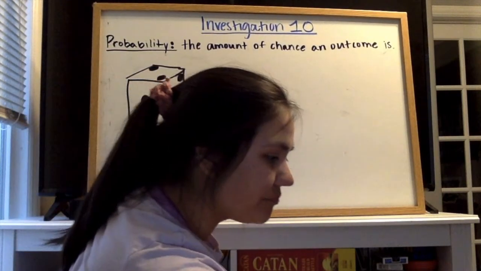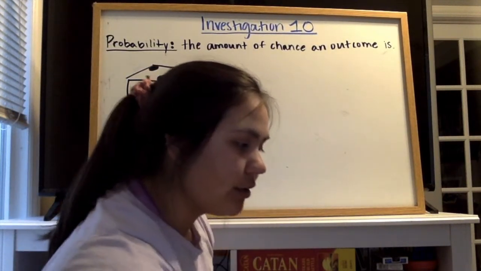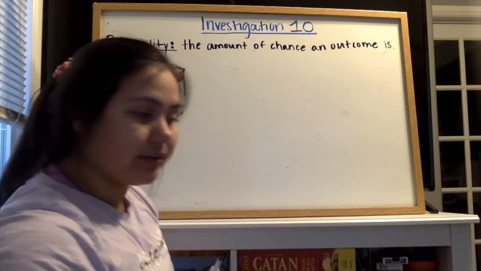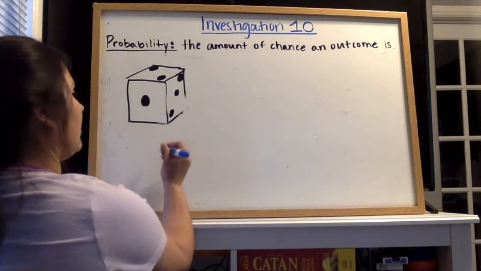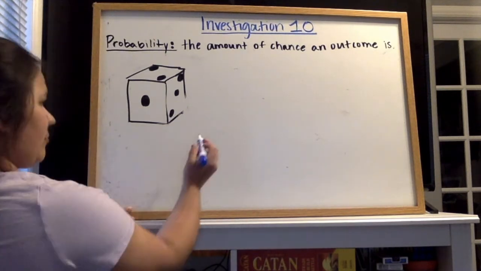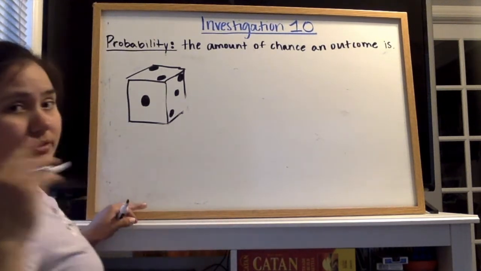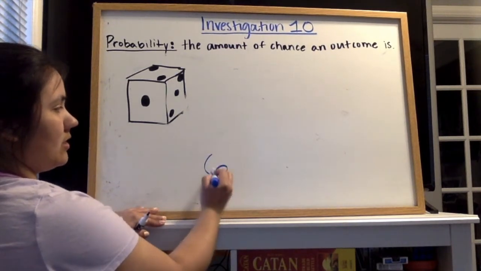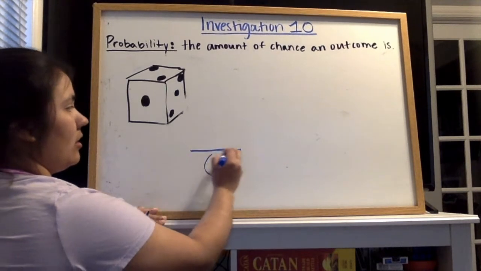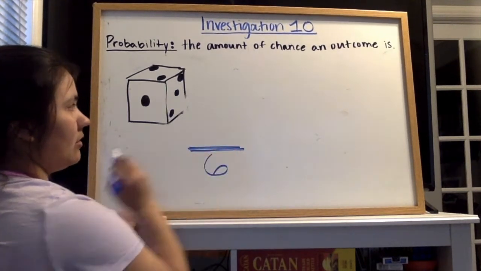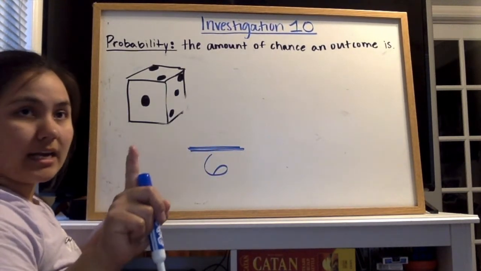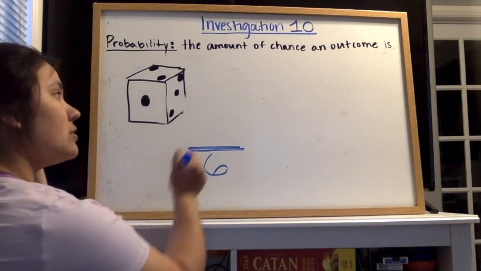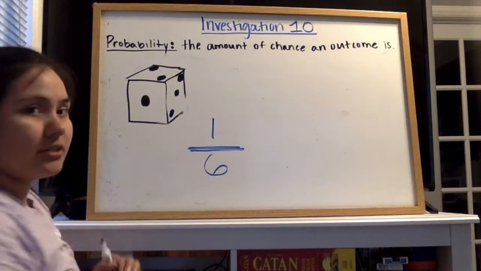Okay, number 15. With one roll of a dot cube, what's the probability of rolling a 1? Okay, well, we have 6 total numbers on a dice, so that's going to be our denominator. And there's only one face on the die that's a 1. So you just have a 1/6 chance.